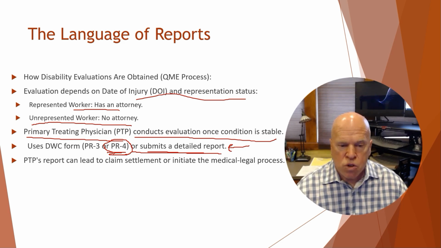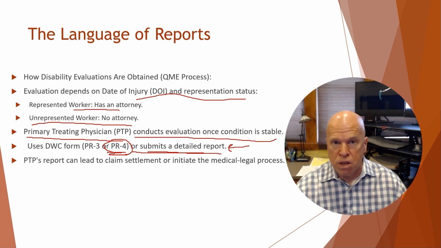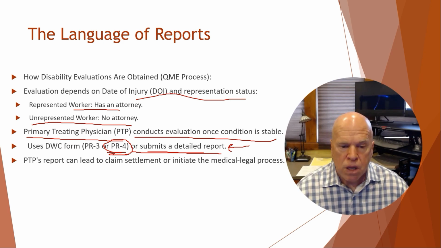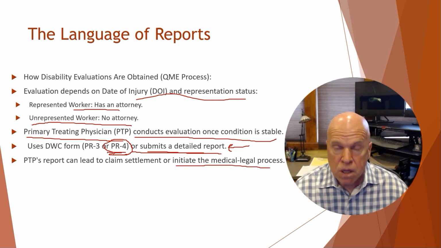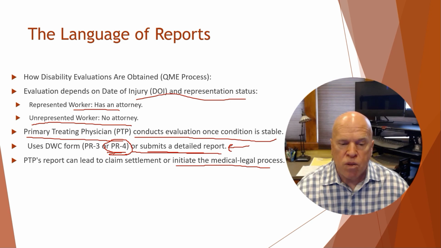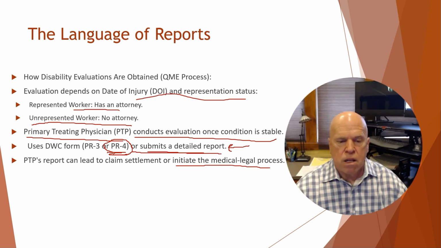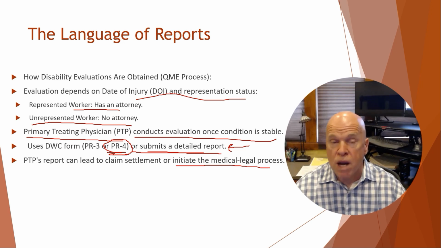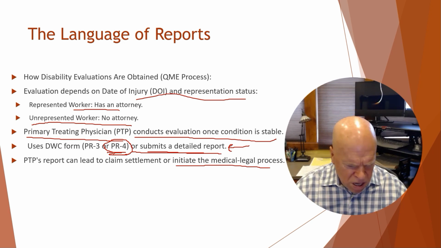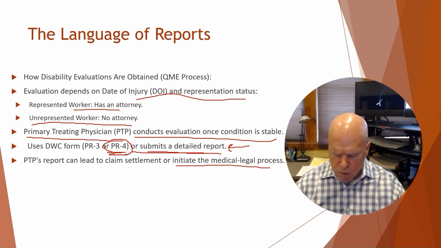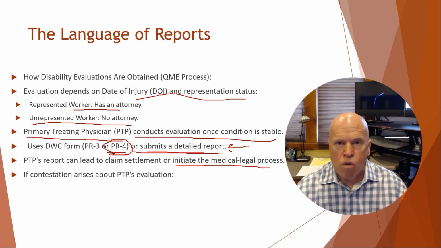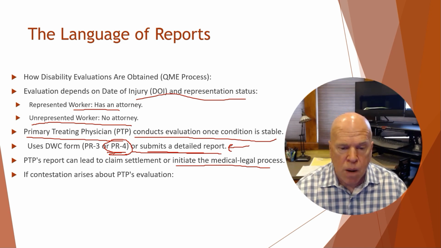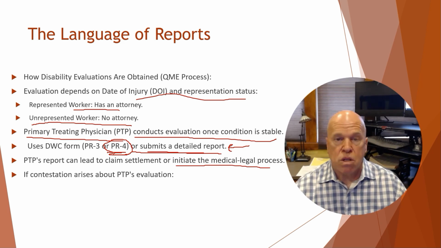Now, the primary treating physician's report can be used by all the parties. If all the parties agree to the determinations in the report, that report can lead to claim settlement. If the parties do not agree with the conclusions or outcome of the report, then that report can initiate the medical legal process, which results in you or I being called in to evaluate that particular claim. So if there is some contestation or dispute over one or more of the findings of the primary treating physician's report, that begins the process.